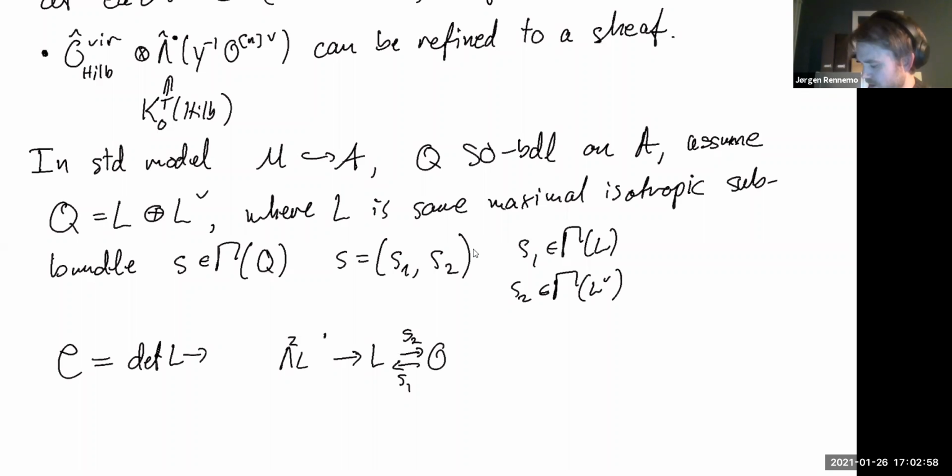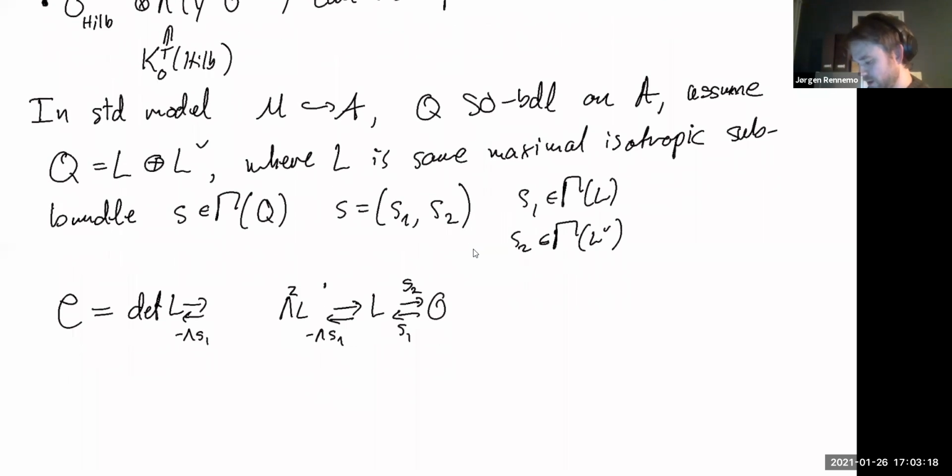you have differentials going the other way as well. So here you're really wedging with S1, and so on. So here you have a differential. This isn't a complex in the usual sense, because the differential doesn't increase the degree by 1, but this is a Z mod 2 graded complex.